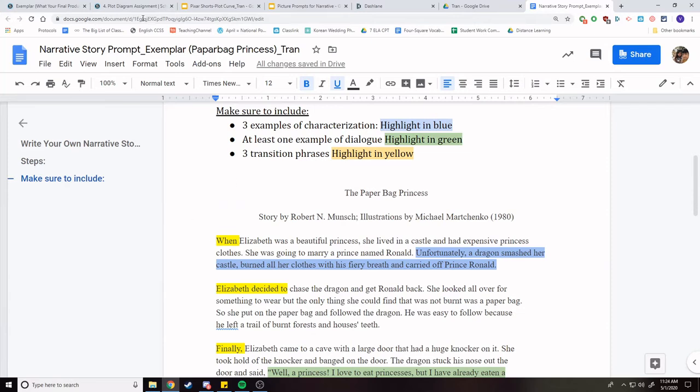The reason why some of these things are highlighted is because I am highlighting characterization in blue, so how you are going to show that your character is mean or brave or clever. I'm highlighting dialogue in green, and so that's what are the characters saying to each other, what are the things in quotation marks, and I'm highlighting transition phrases that show me when I'm moving from one scene or one part of the story to the next part of the story. And this is what you have to do in your story too.